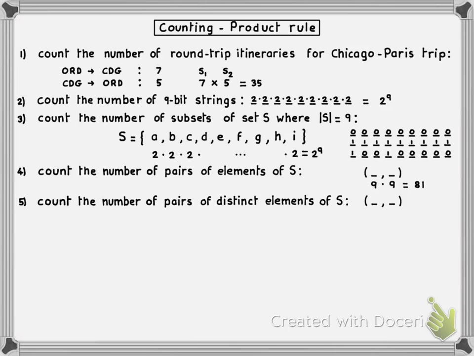Well, for the first element of the pair, we still have 9 choices. But once we made a choice for the first element, we only have 8 choices remaining for the second element, since we're not allowed to choose the same element as we chose in the first step. Now, these 9 and 8 choices are independent, so we can multiply them together, and the final answer then is we have 72 pairs of distinct elements of S.